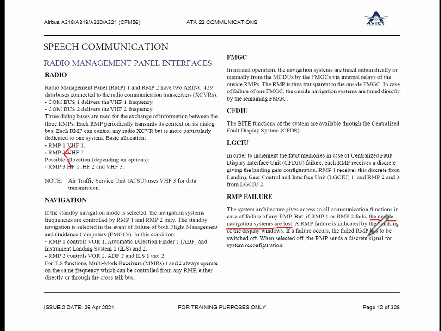If failure occurs, the failed RMP has to be switched off. When selected off, the RMP sends a discrete signal for system reconfiguration. It will tell the other RMPs that it has failed, and the receivers will receive signals from the other RMPs.